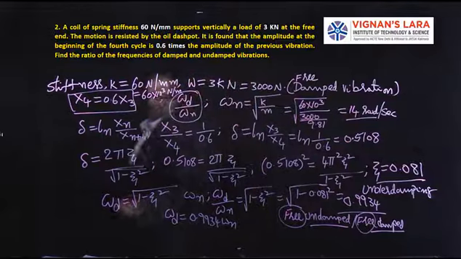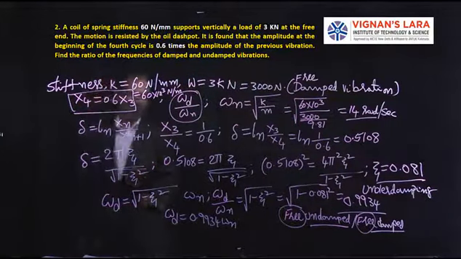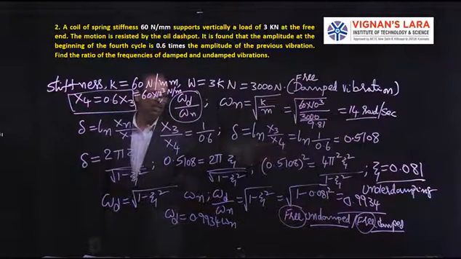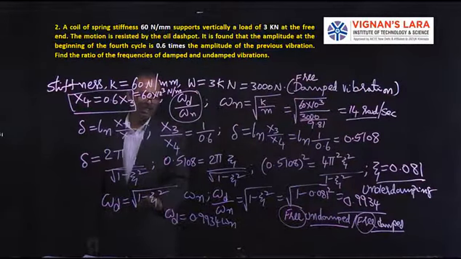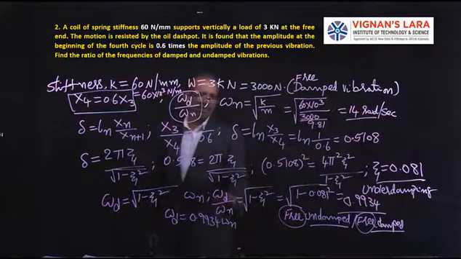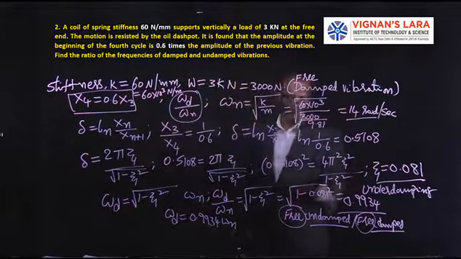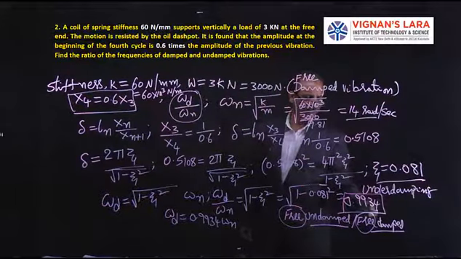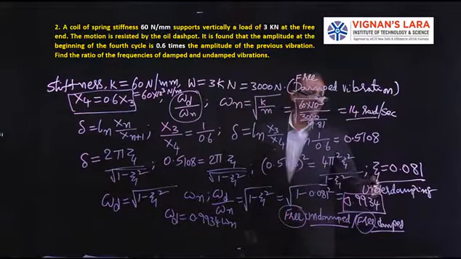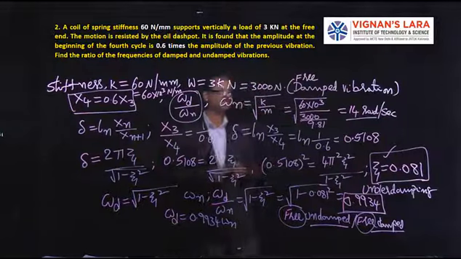Then we know that omega d, the damped frequency, is equal to root over 1 minus zeta square into omega n. The obtained zeta value is substituted here. Then we can get the ratio of omega d by omega n, and this ratio is 0.9934. I decided this is an underdamped vibration by seeing the zeta value, which is less than 1, 0.081.